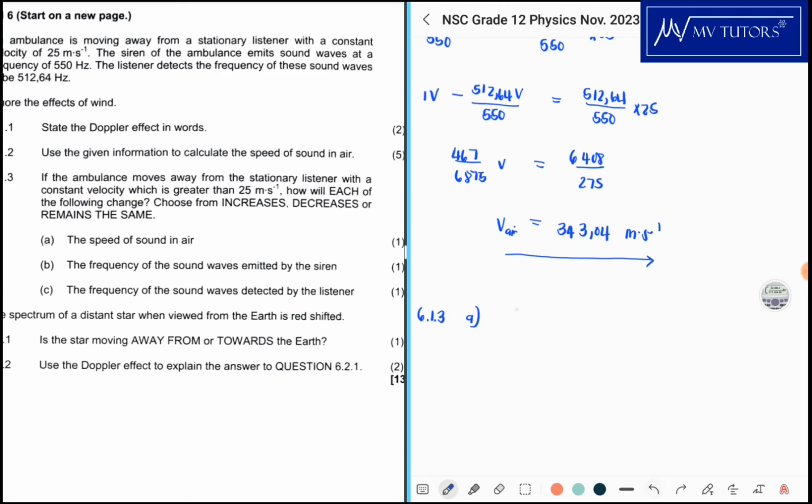Let me just write there. It'll basically remain the same. The speed of sound in air is the speed of sound in air regardless. So it remains the same.